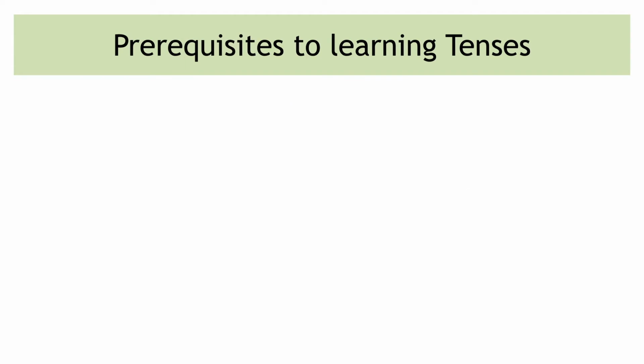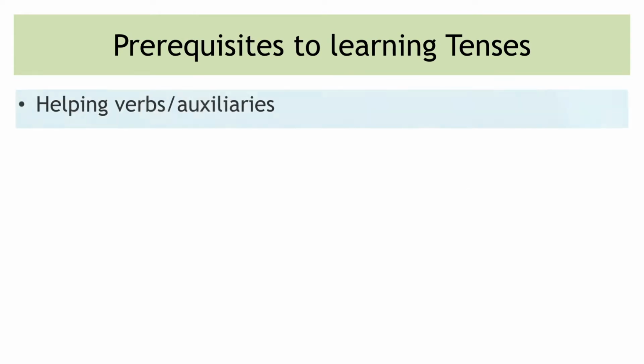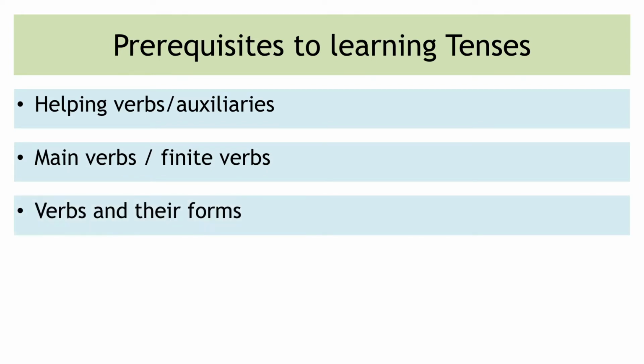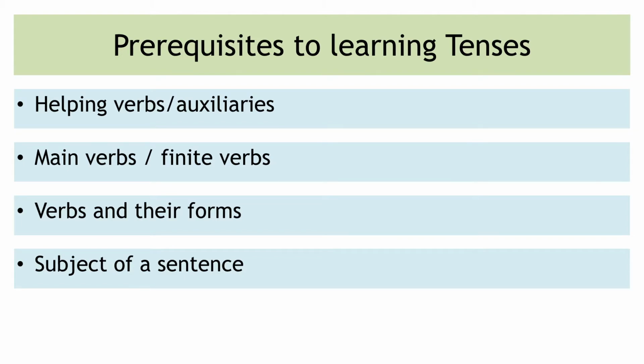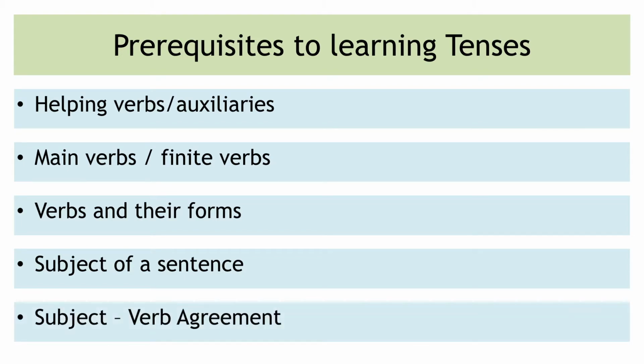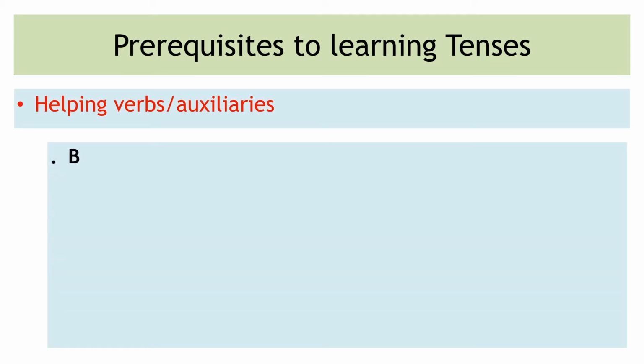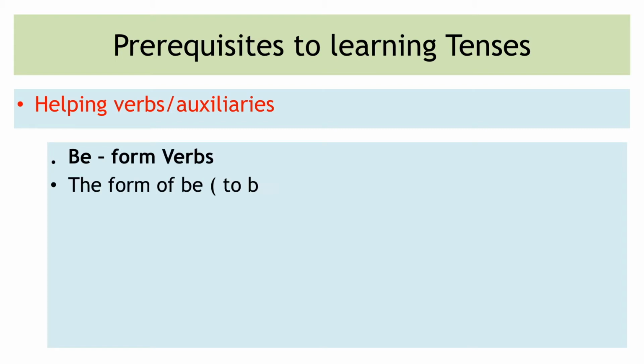So before we start this topic, one should have the knowledge of helping verbs, which are also called auxiliaries, main verbs or finite verbs, verbs and their forms, subject of a sentence, subject-verb agreement. Now let us see what are helping verbs. Helping verbs are also called be-form verbs, that is, the forms of be. Example: am, is, was, are, were.